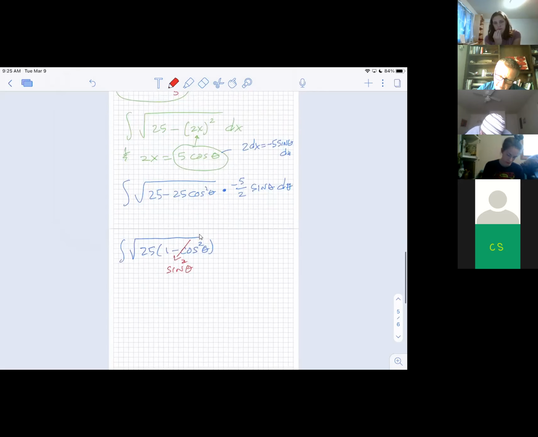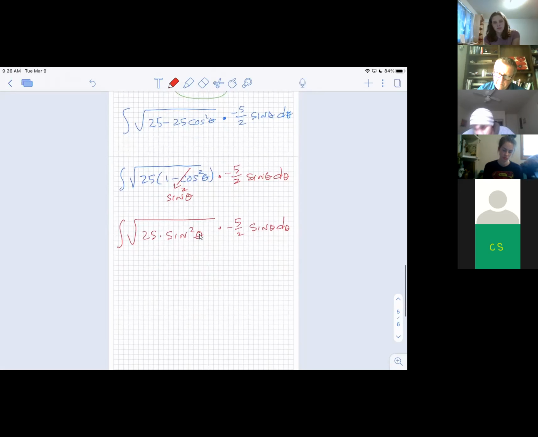So that all I have underneath this radical sign now is a 25 and a sine squared theta, which means I can actually take the square root of that. That's amazing. That's totally cool. And I still have all this junk coming along for the ride. So the square root of 25 is 5. The square root of sine squared is sine. So I have 5 sine of theta times negative 5 halves sine of theta.